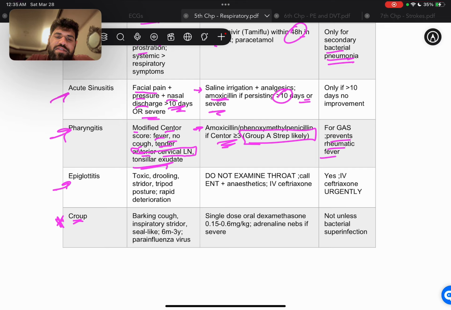Then epiglottitis, it is toxic, drooling, stridor, tripod posture, and rapid deterioration. So these are the symptoms that I've seen in exam myself. We do not do anything in epiglottitis. It's an emergency. If they ask you what to do, we keep the patient calm and we call the ENT and anesthetics, and the ENT is going to prescribe those, but that's what we do: keep them calm, anesthetics and IV ceftriaxone, right? And antibiotics, yes, ceftriaxone IV immediately.